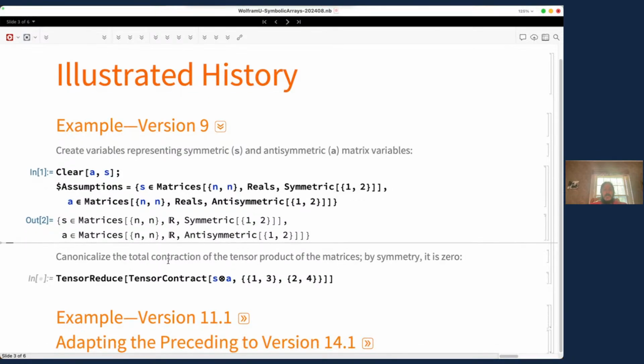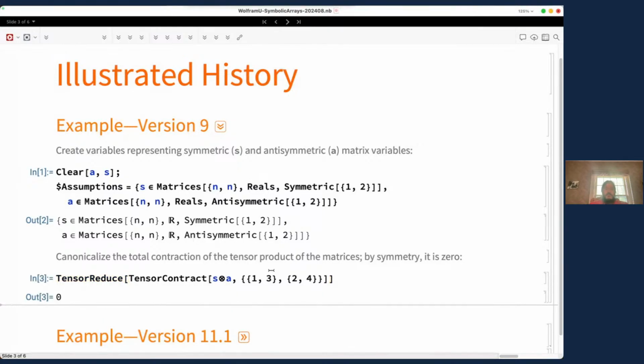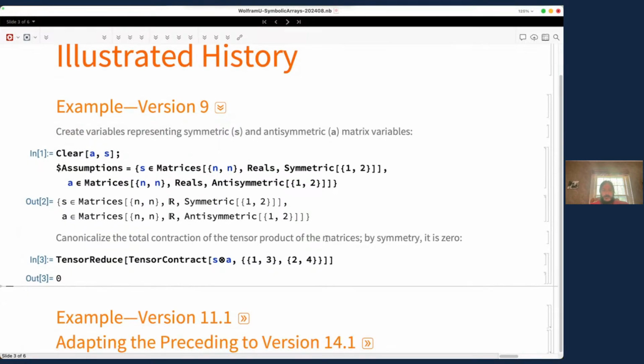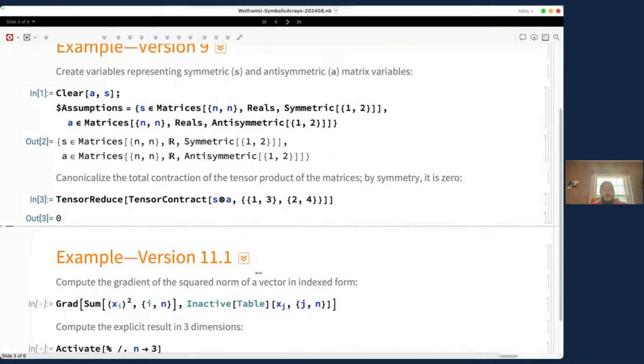And now let's canonicalize the total contraction of the tensor products of the matrices. If you don't speak TensorContract, then this is the trace of the product of S and A. And if we do that, we get 0. Why is it 0? Well, one's symmetric, the other's antisymmetric. If we take the transpose, then this scalar quantity is supposed to be equal to its negative, and that means it's 0. Great. So then in 11.1, we're working on derivatives.